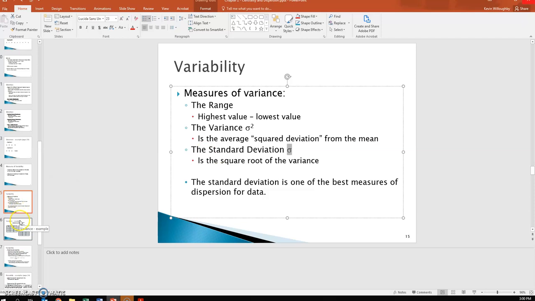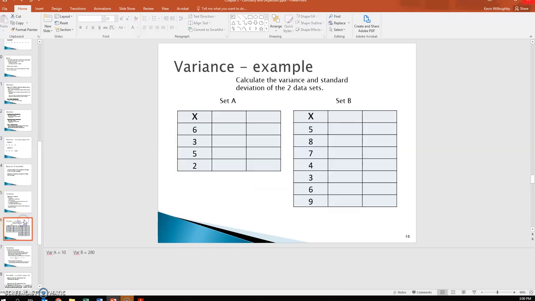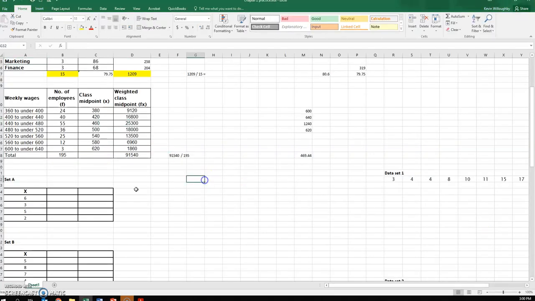So we're going to look at a few examples in this PowerPoint, and then a couple examples from the course package on page 30. But first of all, we have these two data sets, set A and set B, with 4 values in set A and 7 values in set B. So let's go back into Excel, and here's our data set.